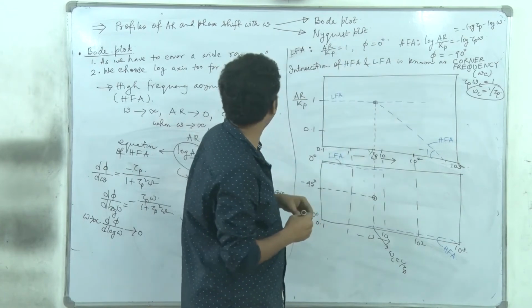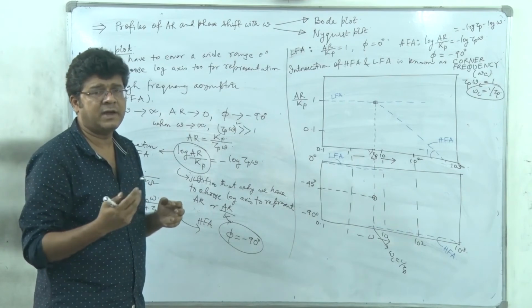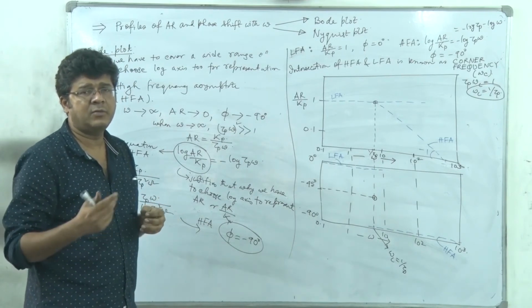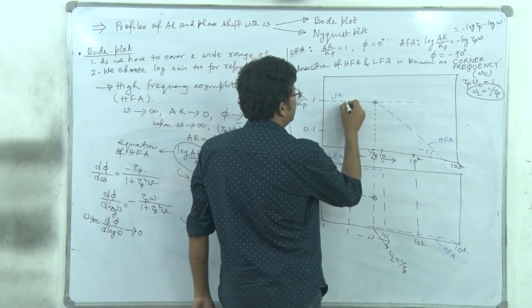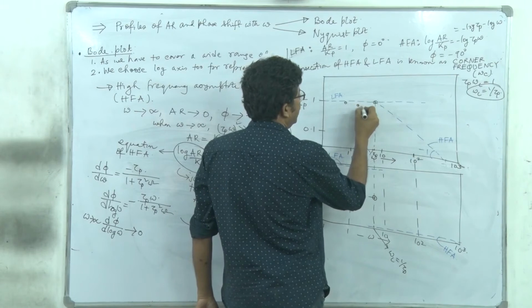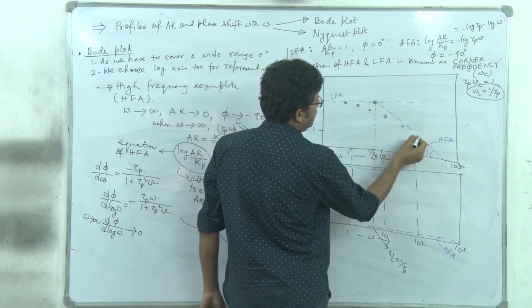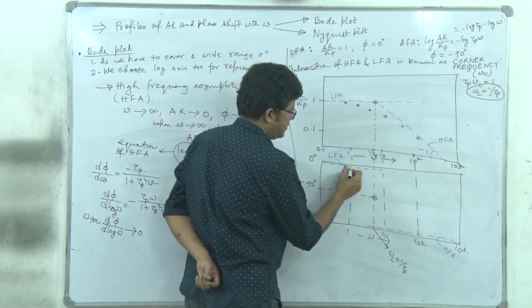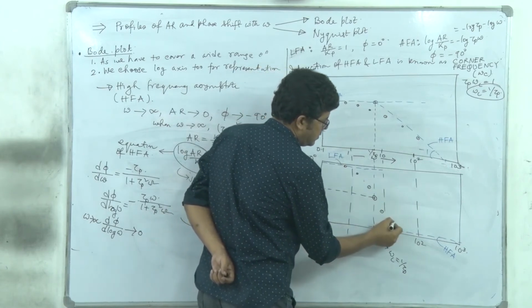by using the fundamental expression, that is AR is equal to Kp divided by under root of tau p square omega square plus 1, and phi is equal to tan inverse of minus tau p omega. So if I do that, definitely we will obtain this sort of points, and here we will obtain this sort of points.